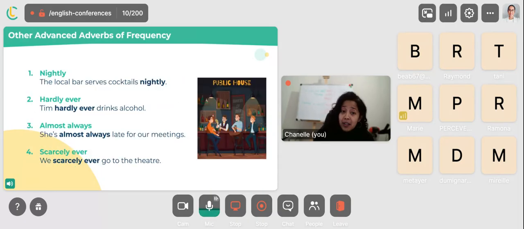Other advanced adverbs of frequency could be things like nightly. The local bar serves cocktails nightly, which means every night. Or hardly ever. Tom hardly ever drinks alcohol. Almost always. She is almost always late for our meetings. Scarcely ever. We scarcely ever go to the theater.